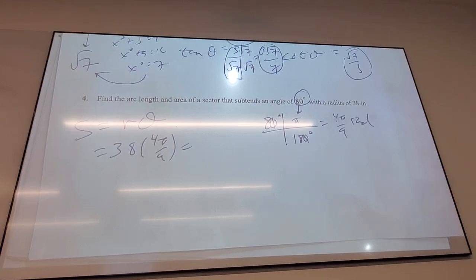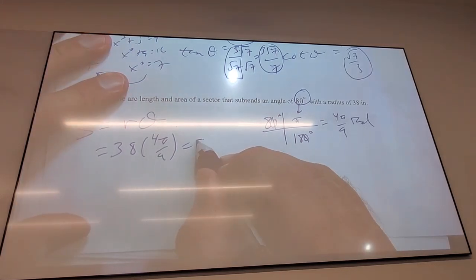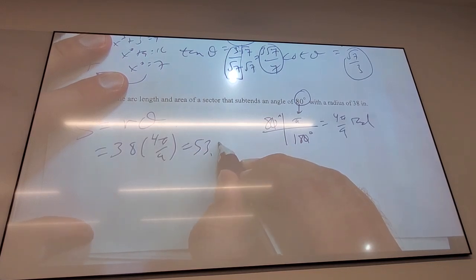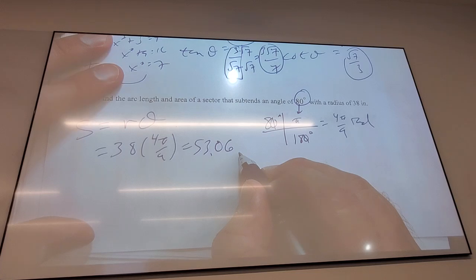Let's see. 4, 16, 48. No, I'm going to say it's like 50.7. What is it? 53.06. Oh, that's pretty good. It's good for government work. 53.05, 06. Okay.